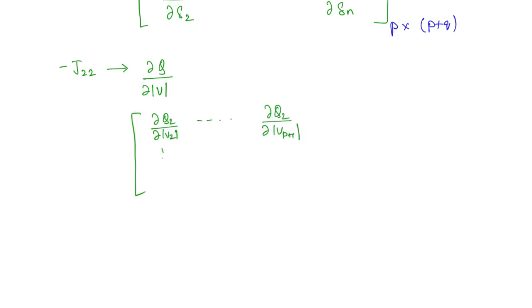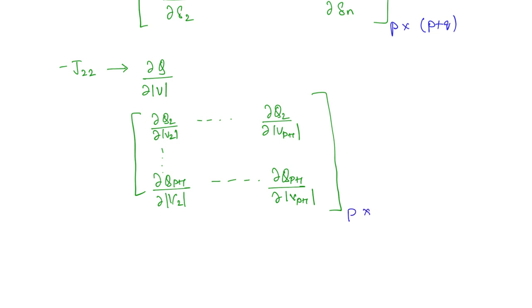Okay, and the last row is going to be ∂Q_{p+1} with respect to ∂V_2, and so on till ∂Q_{p+1} by ∂V_{p+1}. Okay, so this will be the submatrix. Now what will be the order of this matrix? The number of rows here is going to be P, and the number of columns is also going to be P. From here in fact you can get the order of the actual Jacobian matrix.